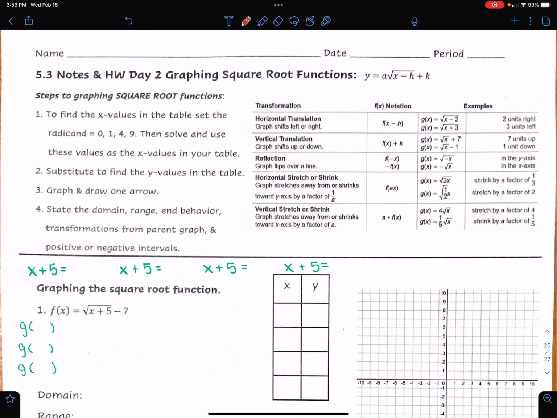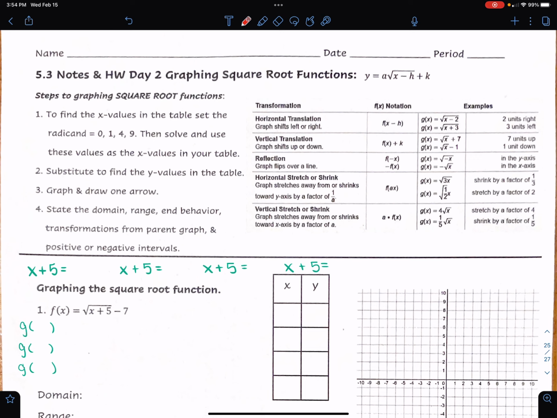Hi everyone, let's go ahead and get started with today's concept. Today is day 2 with graphing square root functions. Now, if you have not watched day 1, please go back and watch that to understand what an actual square root function is. All right, let's go ahead and get started.